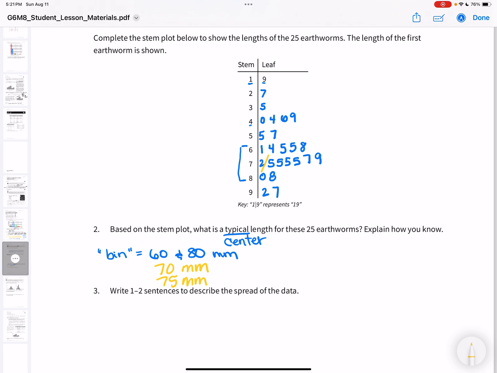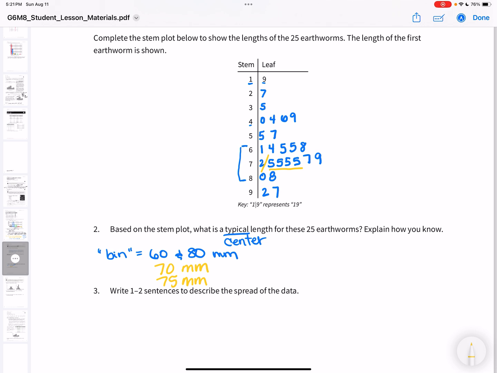So write 1 to 2 sentences to describe the spread of the data. I think the mode of 75 is a good estimate for the center of the data, because this one has the most numbers, 75 is the most occurring number. Over half of the worms have a length within 10 millimeters of my 75 estimate. So that's a pretty good cluster.